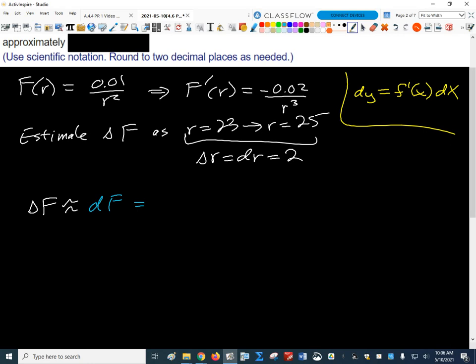Instead of f prime of r, right? It's going to be f prime of r times dr. And what's the r value that we're going to plug into our derivative? I want to know what's going to go here. Is it going to be 25 or is it going to be 23?